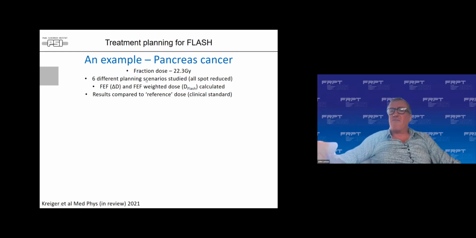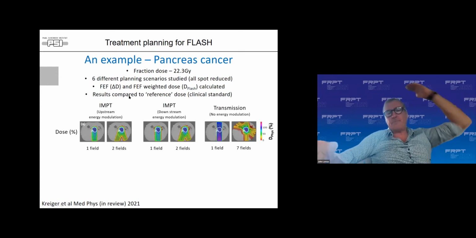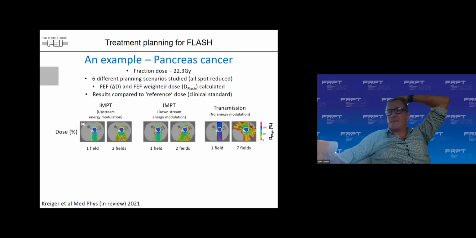We've looked at 6 different planning scenarios. I'll show you those in a minute. All spot reduced, remember, so this is really pushing on the dose rates to the higher levels. We've calculated this flash effectiveness ratio and then what we call the flash effect weighted dose, which is simply dose times this flash effect if the flash is triggered in a voxel. And then we've compared these to a reference clinical plan. So these are the 6 plans we've looked at.